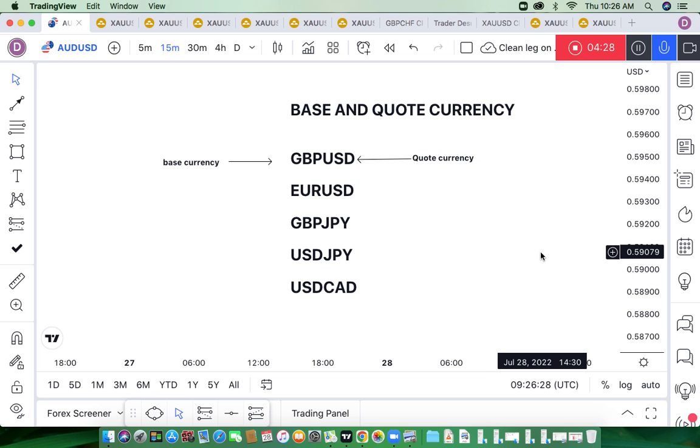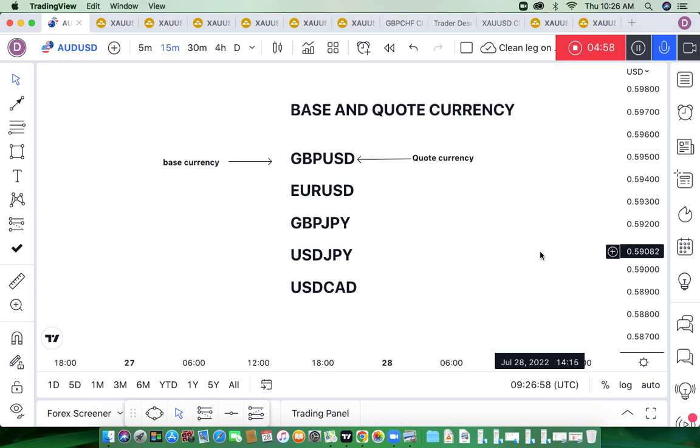So let's say your analysis shows that GBP USD is going to buy, or GBP USD is going long. Now please take note of these particular terms. I use long, I use short, I use bullish, I use bearish. Bullish means that the market is going up or is about to go up, and going long means that you're planning to buy a particular currency.